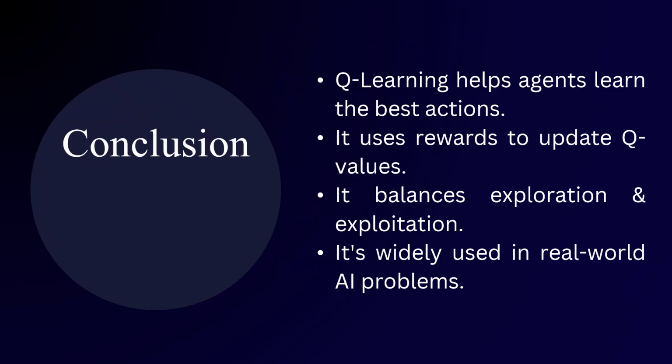And to sum it up, let's see the conclusion of this topic. Q-learning helps the agent learn the best actions over time. It does this by using rewards to update its knowledge. It also finds a balance between exploring new things and using what it already knows. And most importantly, it's used in many real-world AI problems, from games to robots and even finance. That's why Q-learning is a very important topic in machine learning.